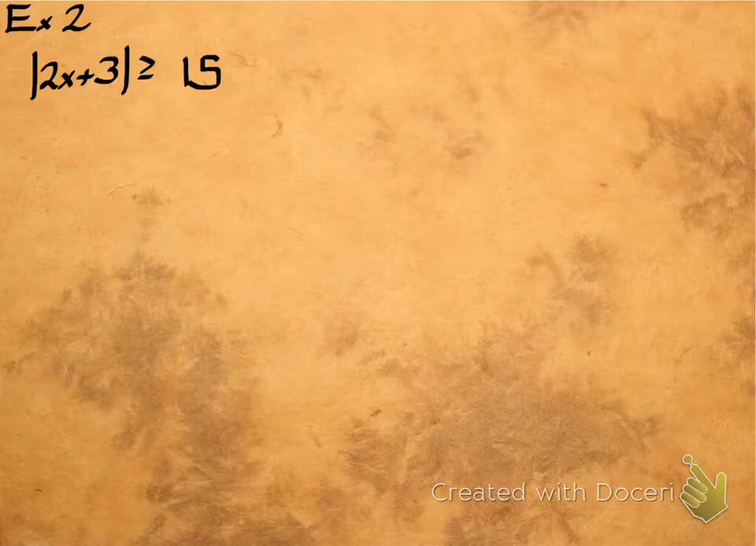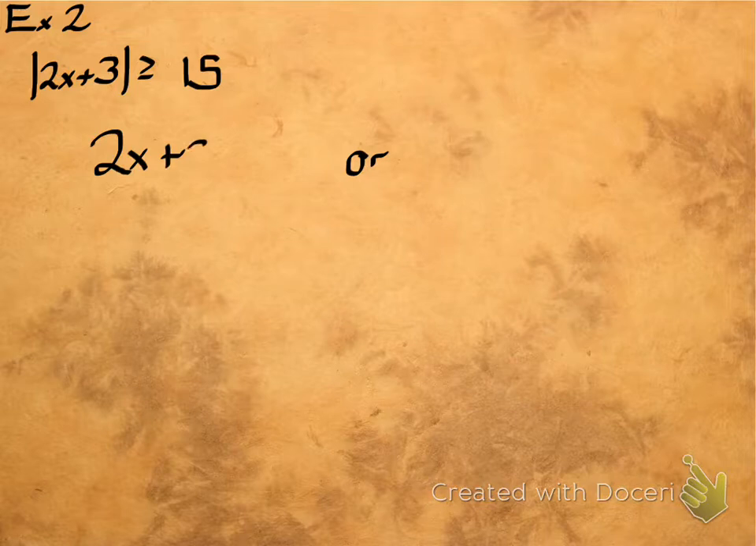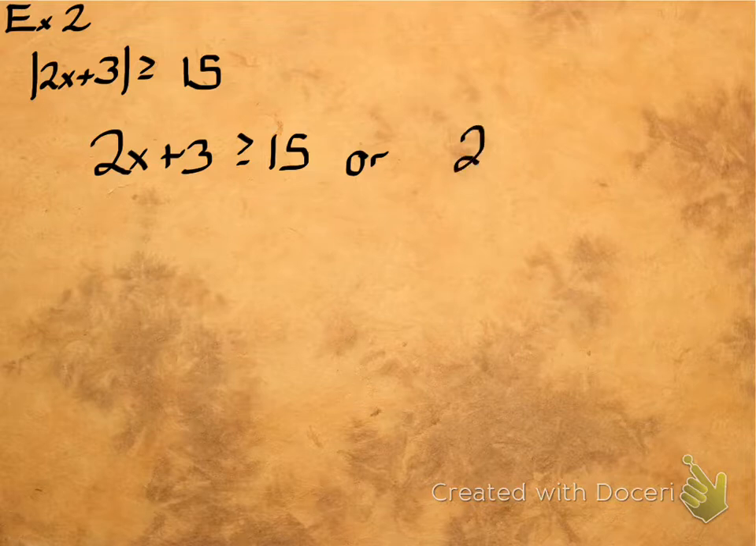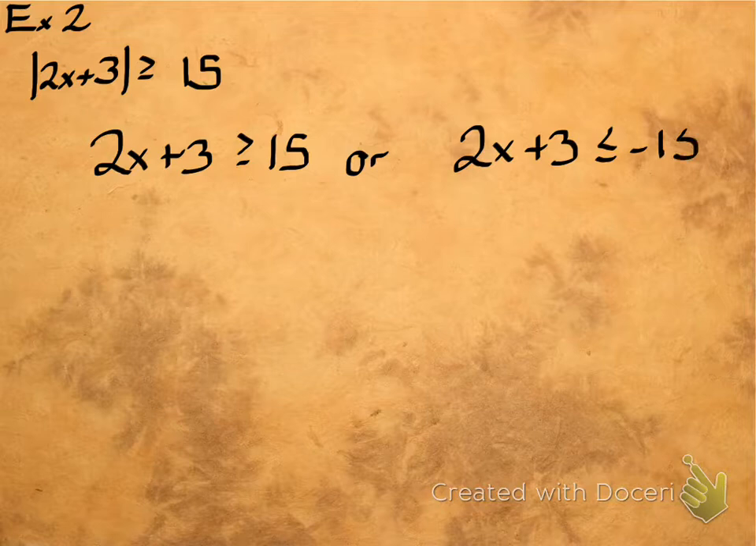Let's do one of our greater thans. So greater than means I need to put my "or" in the very center. And unfortunately, we have to actually write it out twice. So 2x plus 3 is greater than or equal to 15. On the other side, you're going to do 2x plus 3 is less than or equal to negative 15. So the signs both switch. Both those two signs have to switch.